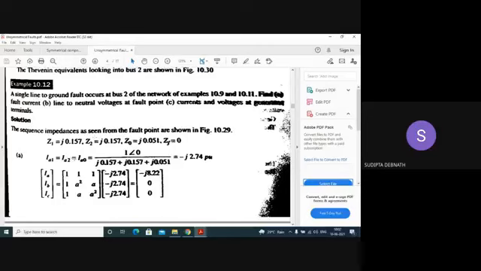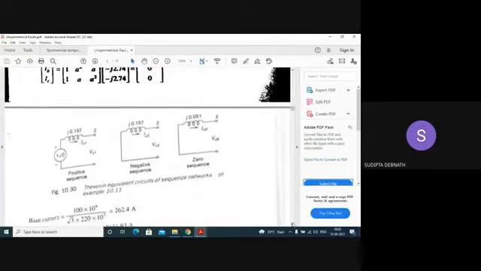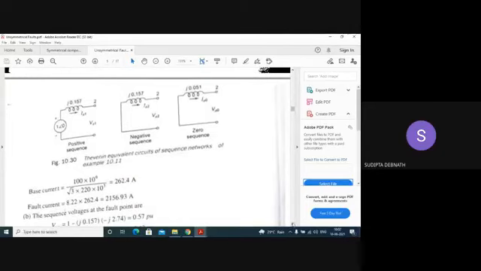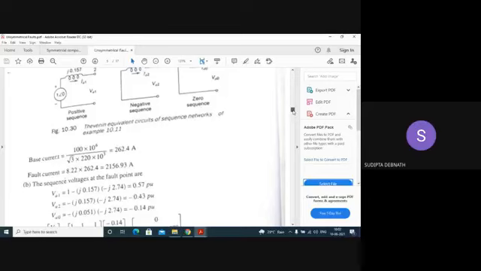Find IA1 equal to IA2 equal to IA0. Again, it is a solid fault. If ZF is not given, you need not consider it. So this is the value, and IA is actually thrice of this one. So you can directly write IA equal to thrice that value. They have shown the sequence impedances also. So the fault current IA is thrice of this one, with magnitude 8.22 in per unit. If you multiply by the base current, you will get it in amperes.